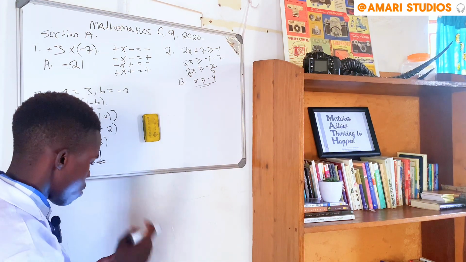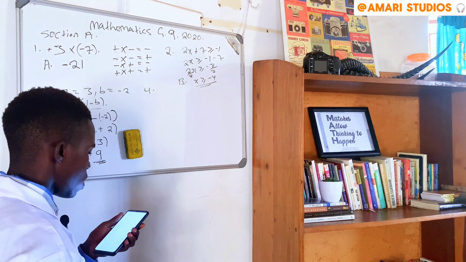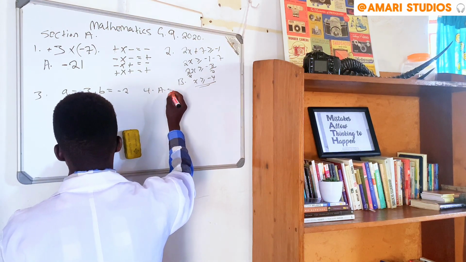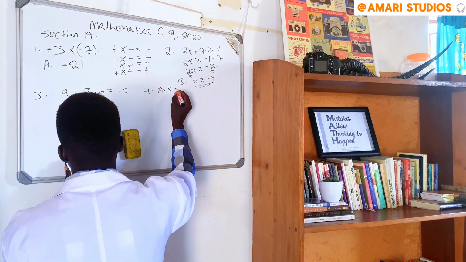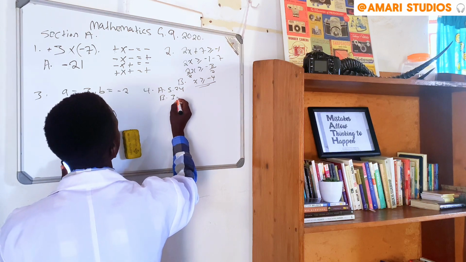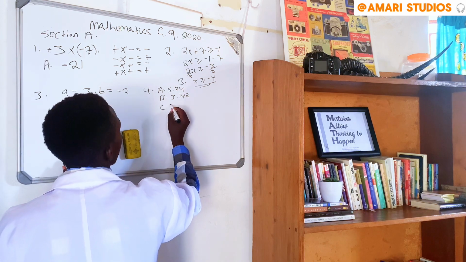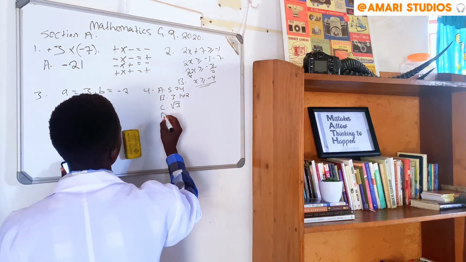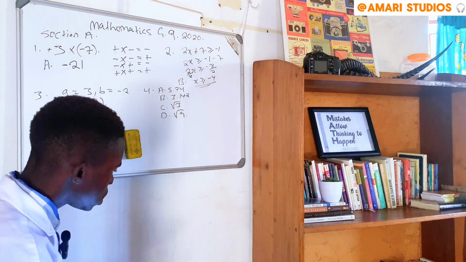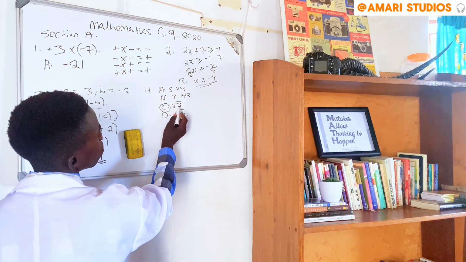So now we move on to question 4 of section A. Question 4 is saying, which of the following is an irrational number? We have A, 5.24, then B, 3.142, then C, the square root of 3, then D, the square root of 9. Which of the following is an irrational number? Our answer here is going to be C, the square root of 3.